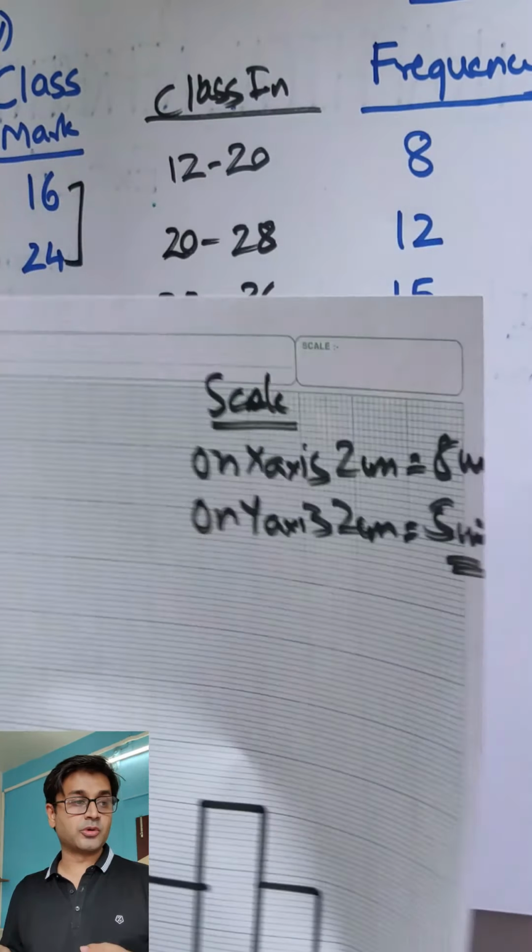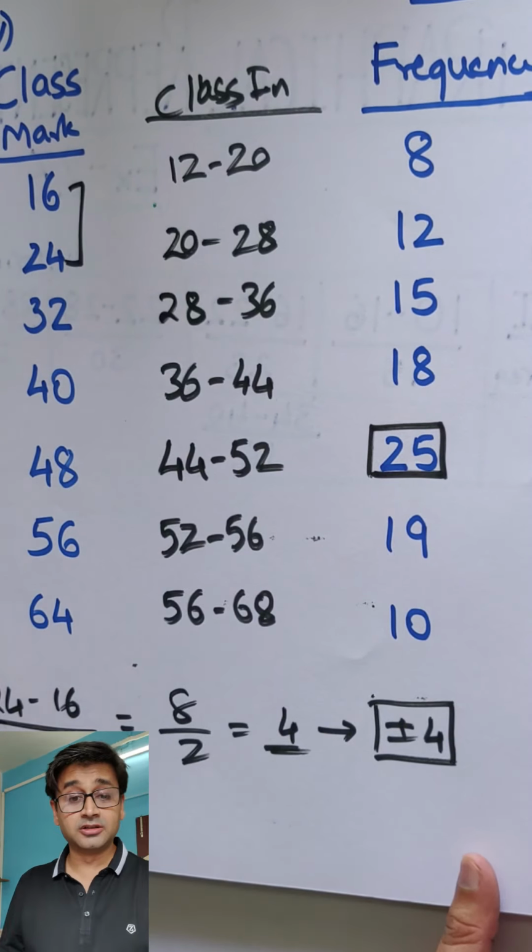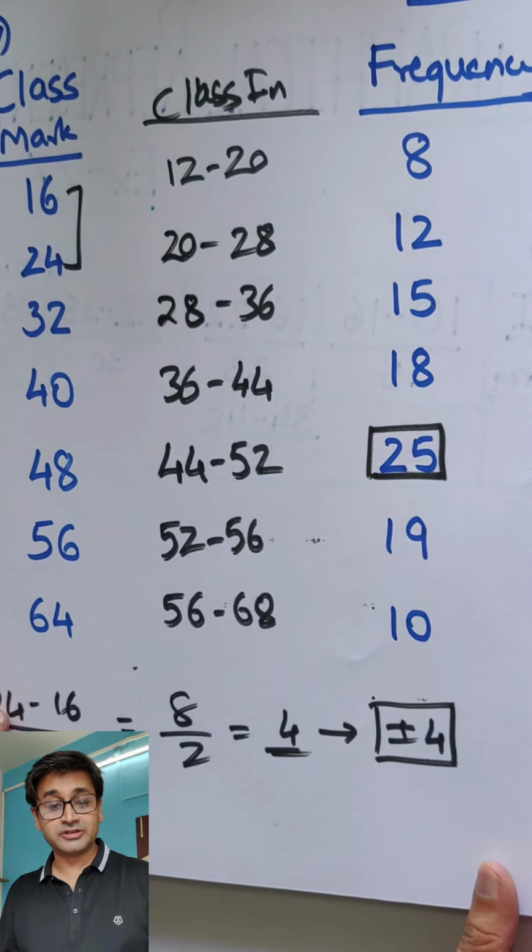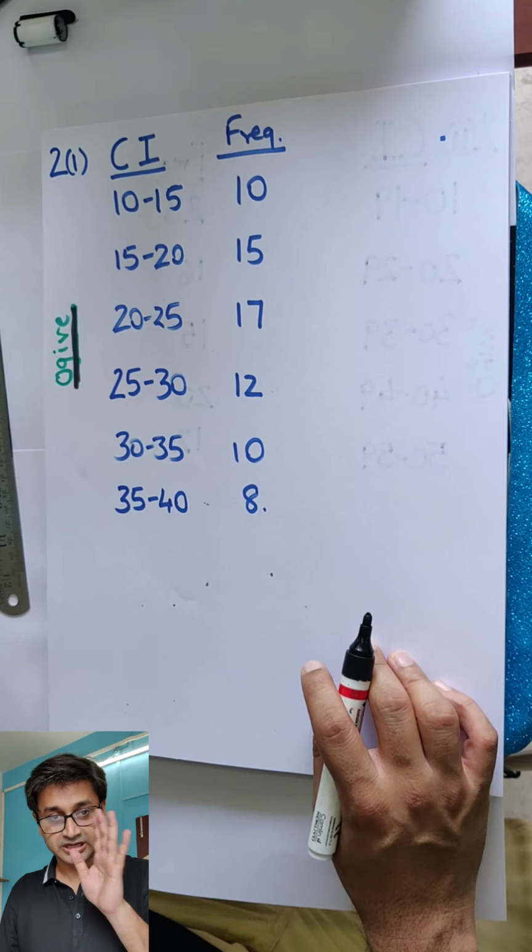Alright, let's go with the next question. The next question I want you to try is sum number 2 part 1. Now here they are asking you to construct an ogive. Ogive is very important from board point of view. A question every year appears based on ogive for 6 marks. Can you believe? So everyone who wants to score the most should know how to construct ogive and then calculate something from ogive, which I'll tell you later.